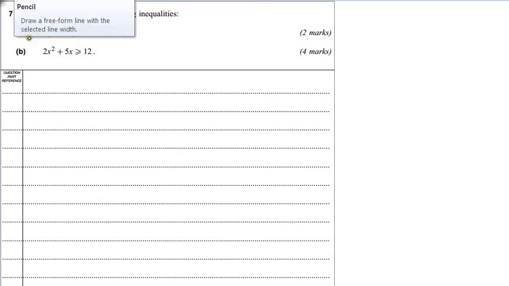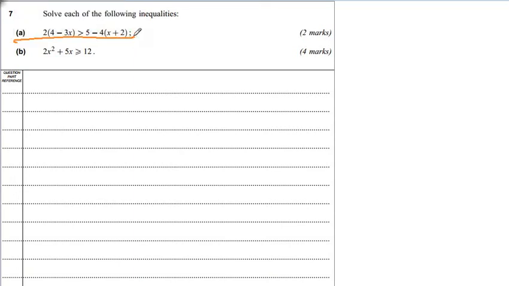Right then, welcome to question 7. This is a question designed to catch you out. They put it at the back end of the paper deliberately to catch you out, so be careful to be methodical about this, because that's the only way you can be certain to avoid being caught out.